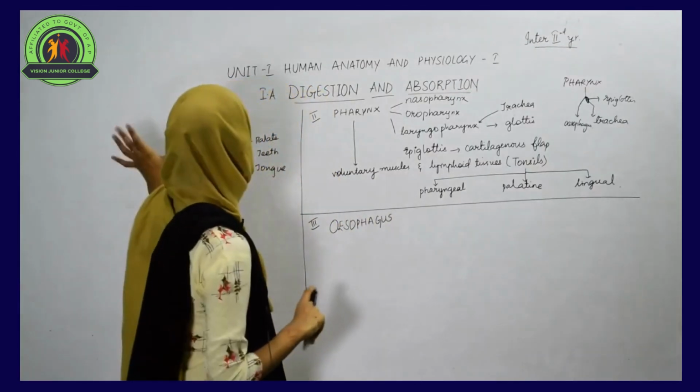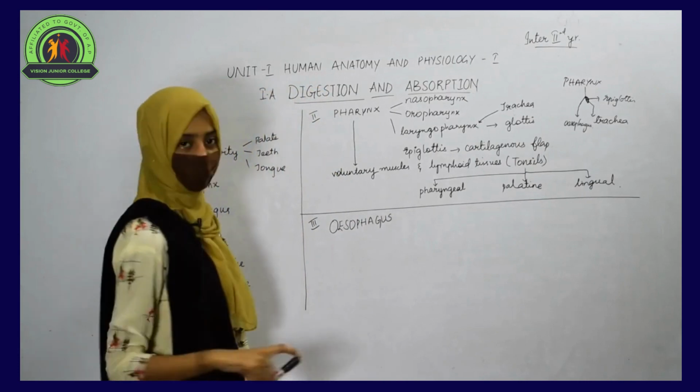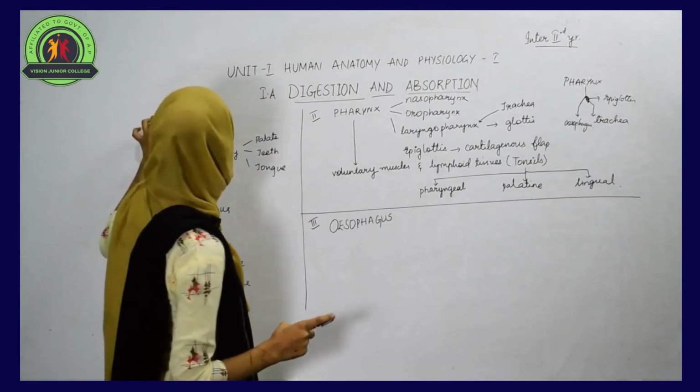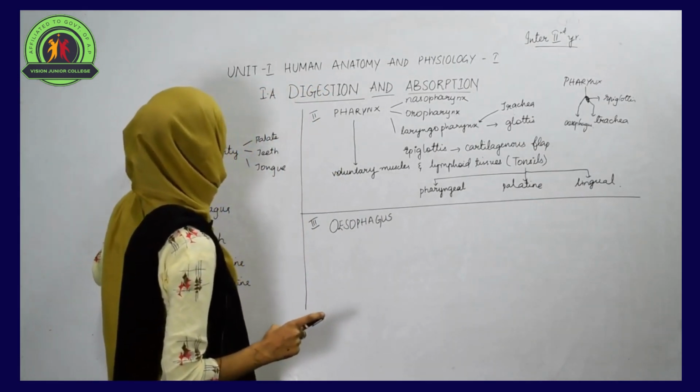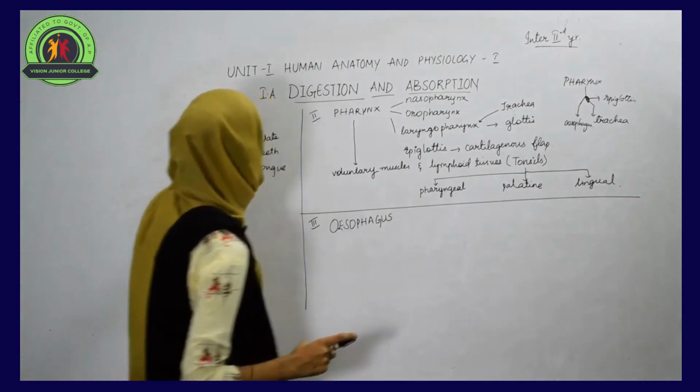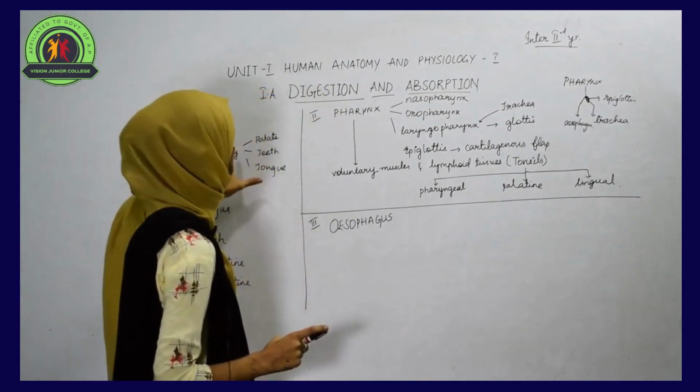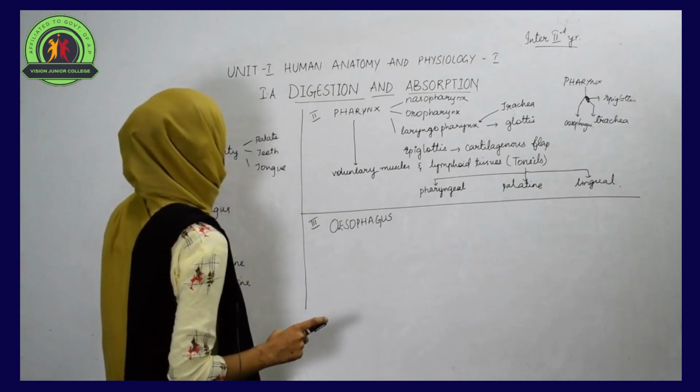So we have seen that in the alimentary canal, the anterior opening is our mouth. This mouth opens into the buccal cavity, and buccal cavity has palate, teeth and tongue. We have already discussed all these structures that are found in the buccal cavity.